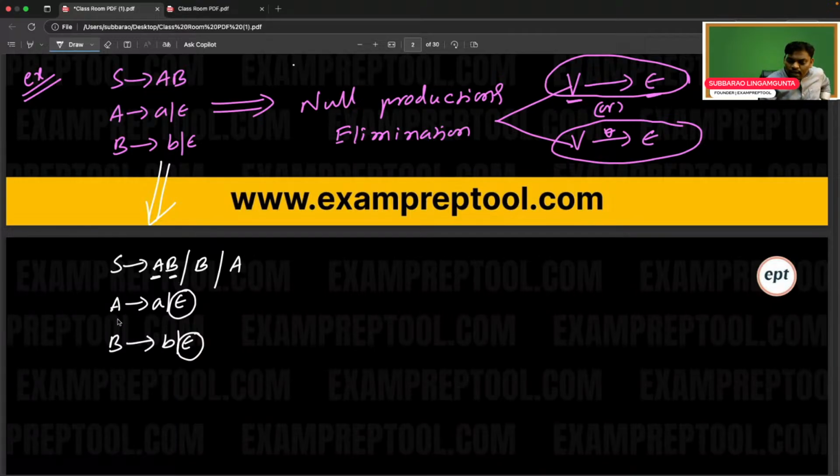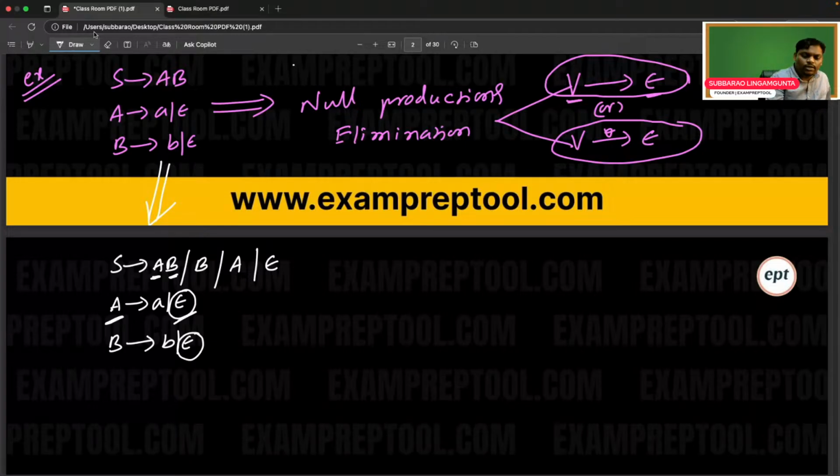Right? Wherever you see capital A on the right hand side of the production, replace it by epsilon. Wherever you see capital B on the right hand side of the production, replace it by epsilon. If I replace this capital A by epsilon, B I will get. If I replace this capital B by epsilon, then A I will get. But one more thing. You may say, sir, if I replace both A and B by epsilon, then what is the answer? You will get epsilon. That's fine.